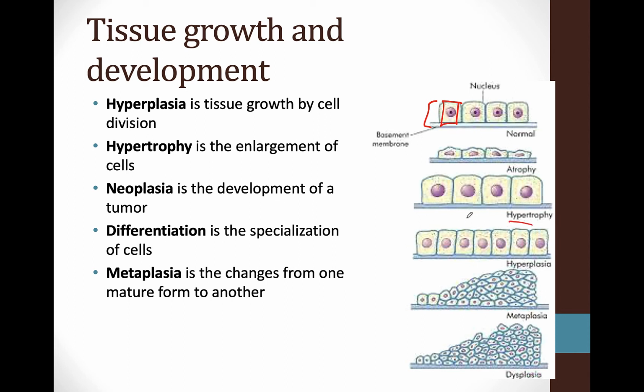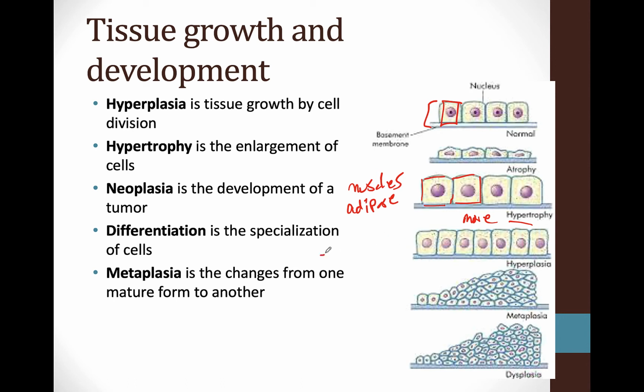Hypertrophy, so hyper means more. This is when we have the same number of cells, so it's still the same 4 cells, but these cells are growing by becoming larger. So this is going to happen in muscles and in adipose tissue. This is how muscle cells and fat cells grow.